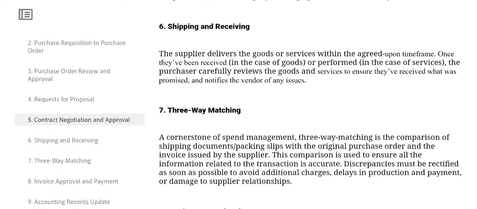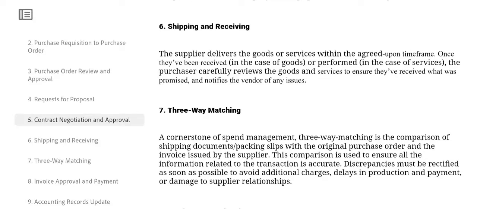After that, shipping and receiving. The supplier delivers the goods or service within the agreed time frame, once your order is confirmed and shipped. The time frame is what the supplier has given you, 10 days or 15 days, so that order should be received by you within 10 to 15 days. Once they have received or performed, the purchaser carefully reviews the goods and services to ensure they have received what was promised. After receiving the order, it's a main duty to review all those things.